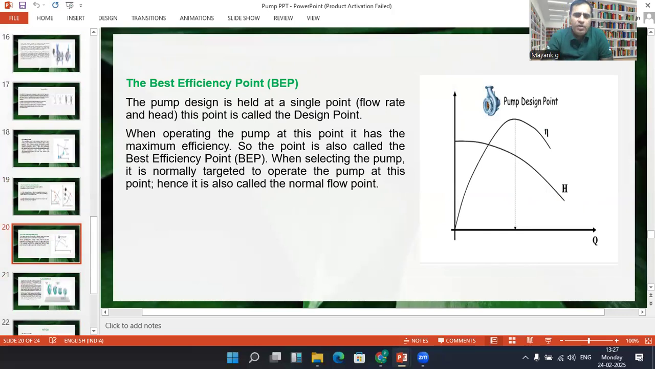Basically, most pumps are designed to operate at the best efficiency point. The pump design is held at a single point. That point is called the design point. When operating the pump at this point, it has the maximum efficiency. So the point is also called the best efficiency point. When selecting the pump, it is normally targeted to operate the pump at this point. Hence, it is also a normal flow point.